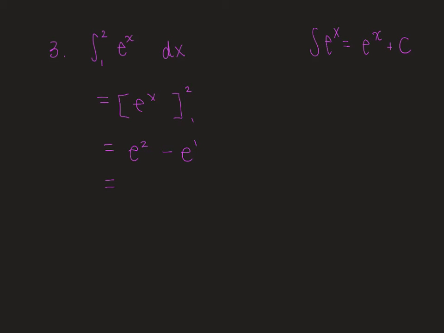So e to the second is 7.389. We're going to do 4 decimal spots. And then e to the first is 2.7183. We're going to round it to 4 decimal spots. Then you can just subtract. So we're going to subtract these together. 7.3891, subtracting it, and we get 4.6708. So 4 decimal spots.